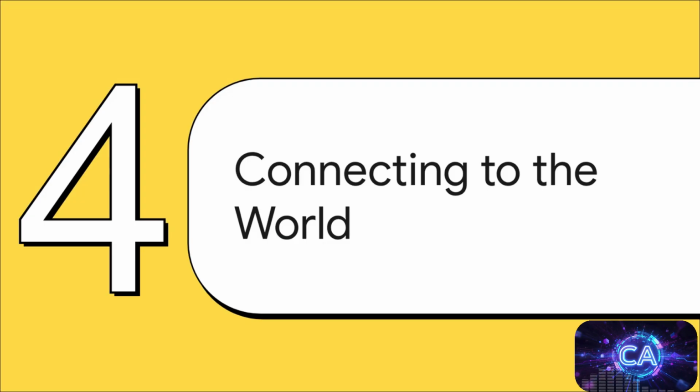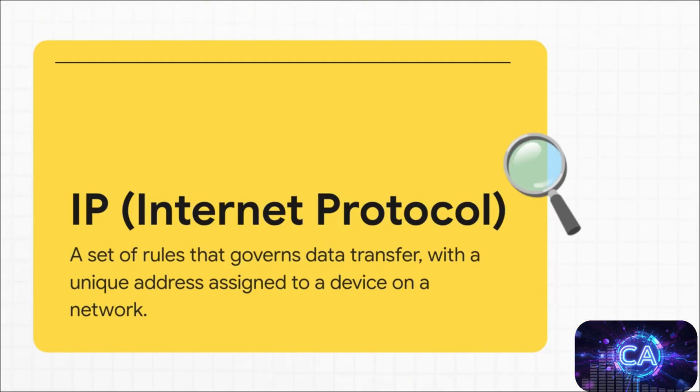Okay, so our computer is booted up, it's running programs at lightning speed, but it's not an island, right? How does it connect to the internet and talk to the billions of other devices out there? Well, that is where the IP address comes in. IP stands for Internet Protocol, and it's basically a unique address that gets assigned to your device whenever it connects to a network. It is the fundamental building block that allows data to be sent to and from your specific computer across the entire internet.